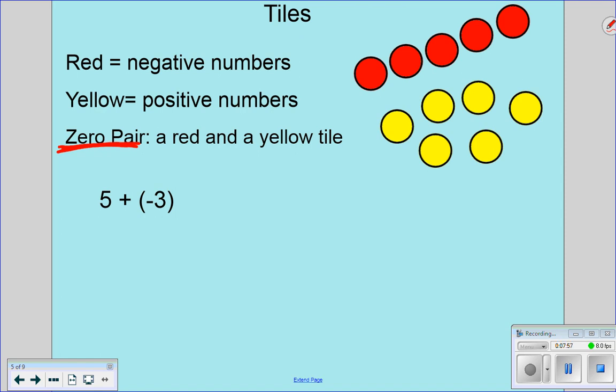Okay, because remember how we said before the additive inverse is like -5 and 5 and they equal 0? Well, the same thing for here. If you have a -1 and a 1, that equals 0. So anytime you have a yellow and a red together, it's a zero pair. It cancels out.